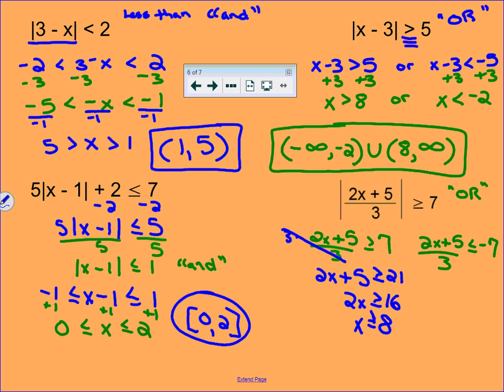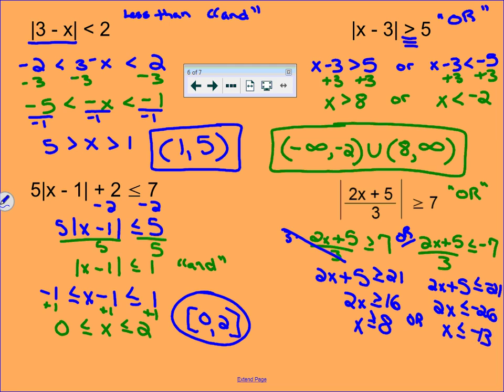So that's going to be one part of my final answer, but I still have this "or". I still need to do my other version with the negative sign. So I multiply both sides by 3, and end up with 2x plus 5 that is less than or equal to negative 21. Now again, I subtract 5 from both sides. I end up with 2x that is less than or equal to negative 26. Now I divide both parts by 2, and I'm looking at all the numbers that are less than or equal to negative 13.